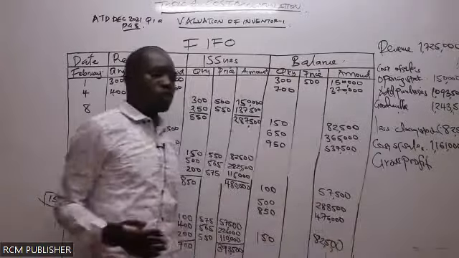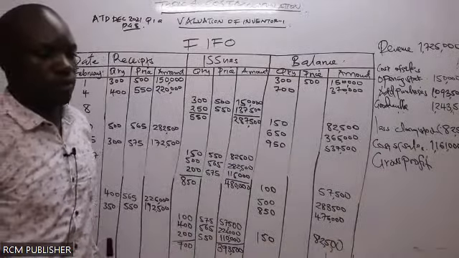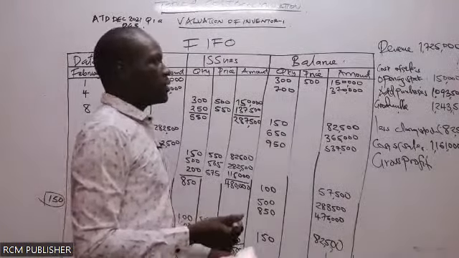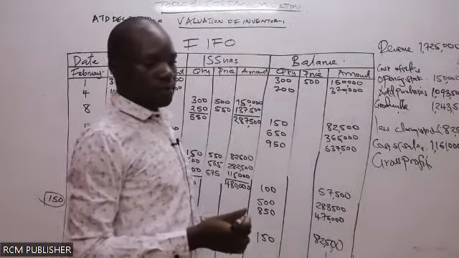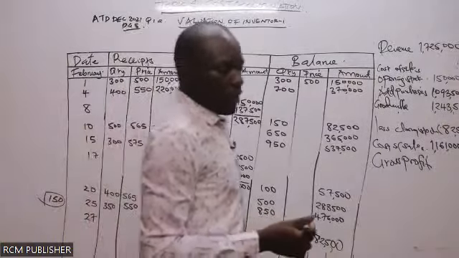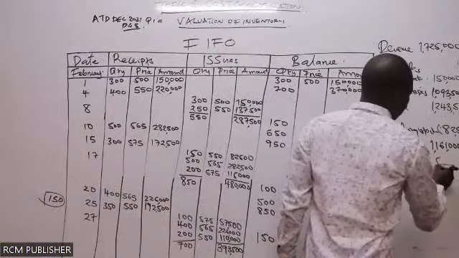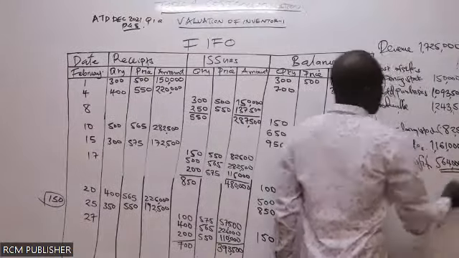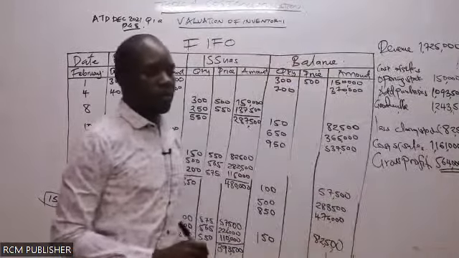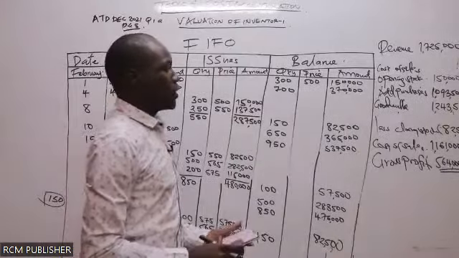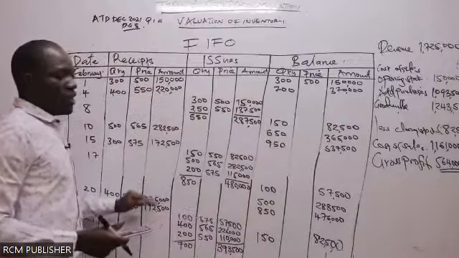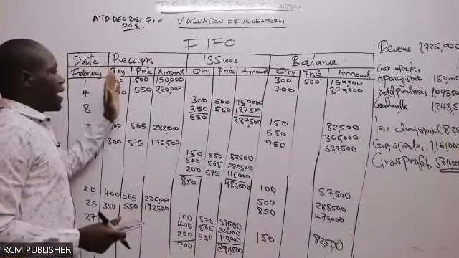Somebody post for me the gross profit value. Gross profit, the difference between revenue and cost of sales, is 564,000. So as you can see, what we are dealing with here is direct.